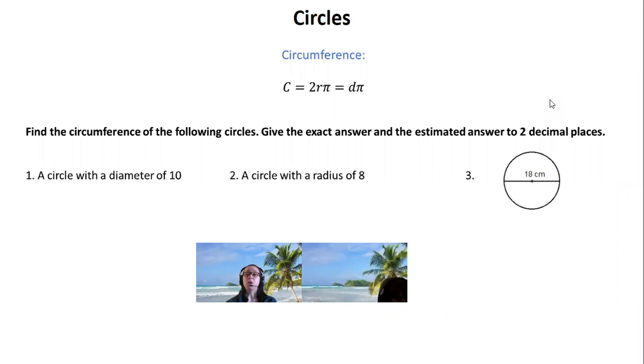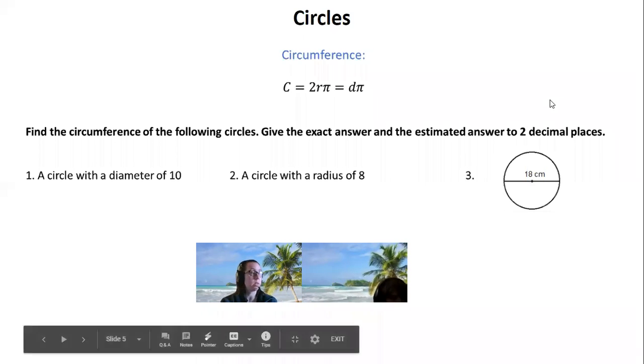Okay, so first question is we are going to be asked to find the circumference of circles. What is the circumference? Do you guys know?